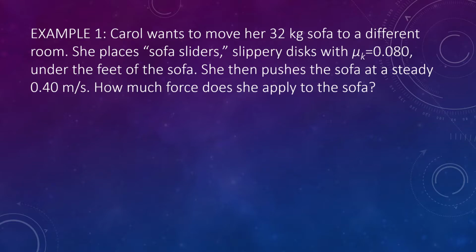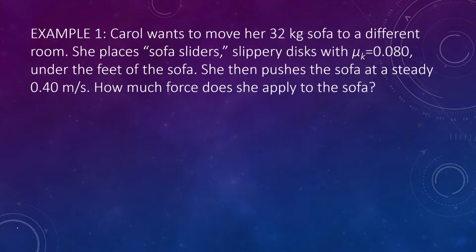So she's placing sofa sliders. I've often heard these called moving men. These are just little discs that you place under the legs of furniture so that they're easy to move. We're told that the coefficient of kinetic friction is 0.08. And she then pushes the sofa, once these are underneath, at a steady speed of 0.4 meters per second. The question asks us, how much force does she apply to the sofa?